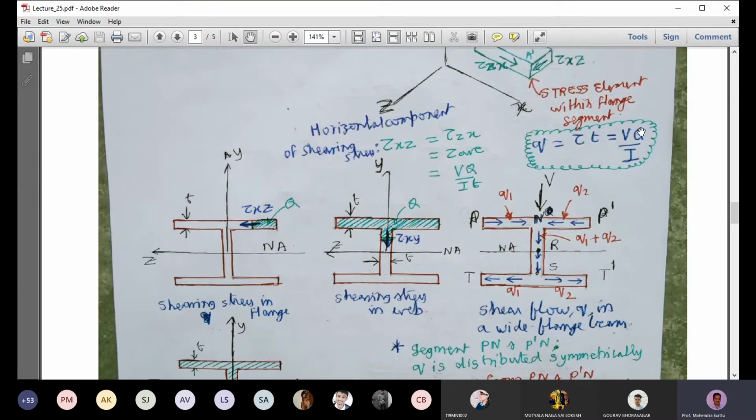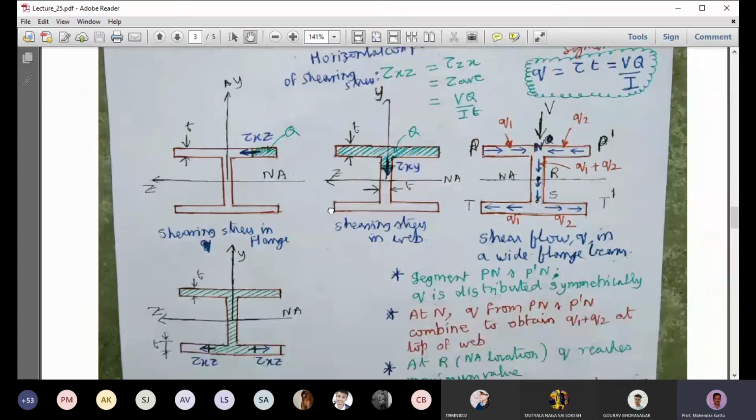We already got, we can denote q as delta H by delta X, or you can also write it as shear stress times the thickness. Okay, so now let's do that analysis once more. Let's look at that wide flange beam one more time and see how the shear stress is changing as we move towards the vertical plane of symmetry and as we move still downward towards the neutral axis.